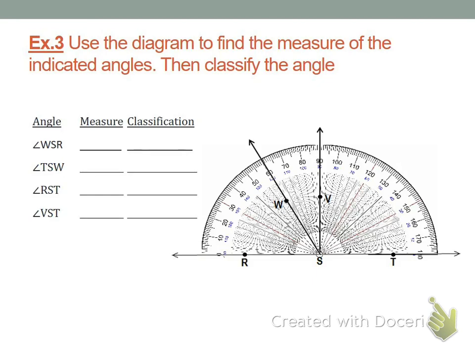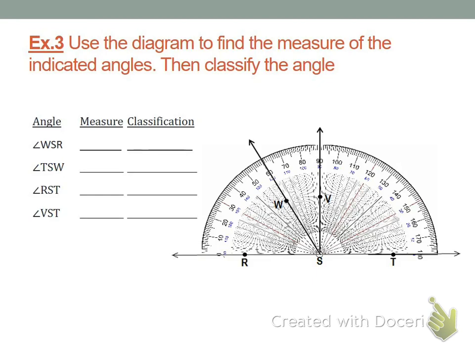Use the diagram to find the measure of the indicated angles, then classify the angle. So when it says classify, it means acute, right, obtuse, straight. Those are our options. So they put a protractor here for us to use so that we don't have to fiddle with it.